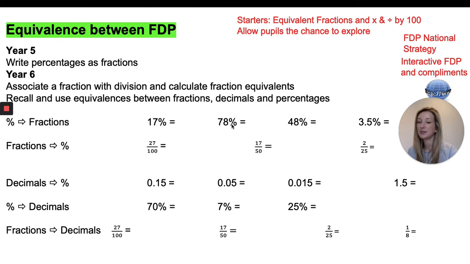The next one is 78 over 100. You could have simplified it if you wanted to, but 78 over 100 is fine. That would be 48 over 100, and you can't have a decimal as a fraction, so you'd have to multiply that, so that would be 7 over 200.